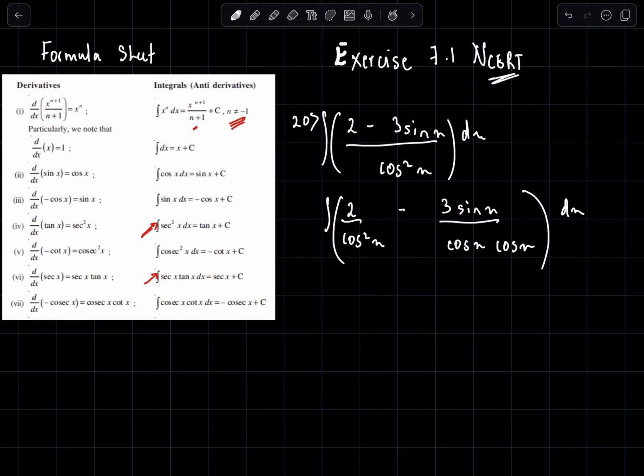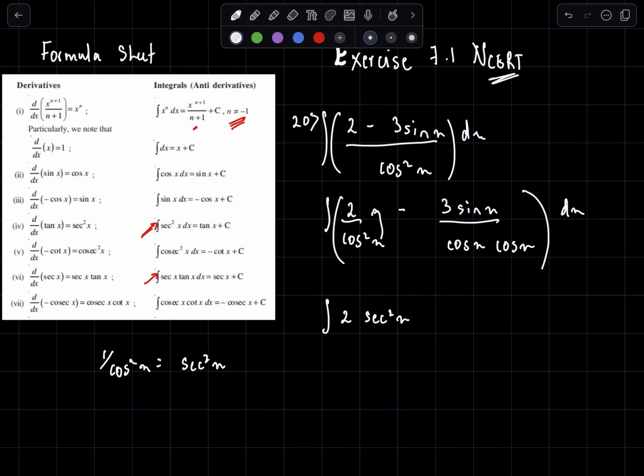dx. Now, the inverse of cos square x we know is secant square x. So 2 times secant square x. So we brought cos square x to the top. It becomes secant square, because we know 1 over cos square x is equal to secant square x. Correct? Now, let's take these two terms.